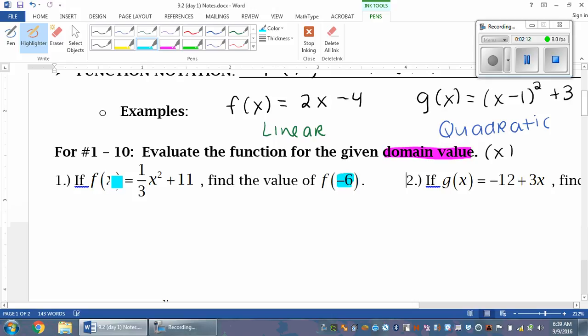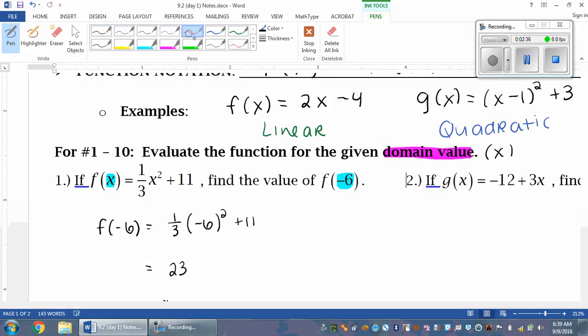You notice, look, here's what x is. I'm replacing it with negative 6. So f of negative 6, yes, we write this, is equal to 1/3. Now I'm just going to substitute negative 6 every time I see x. So negative 6 squared plus 11. Put that whole thing in your calculator. f of negative 6 is equal to positive 20.